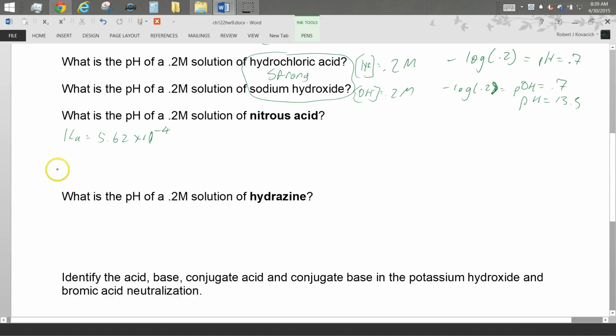So the reaction is HNO2, double-sided arrow, H plus and nitrite. And so my Ka is hydrogen ion, nitrite, over nitrous acid.